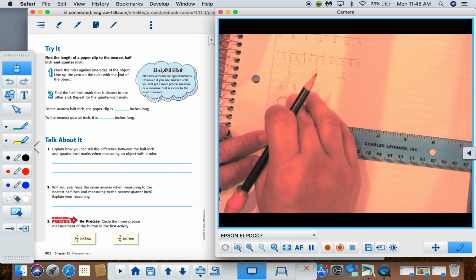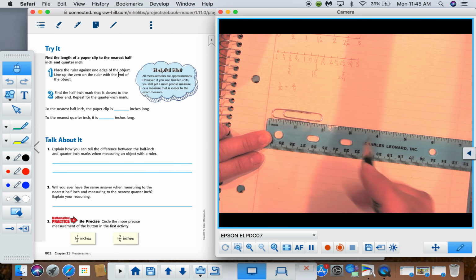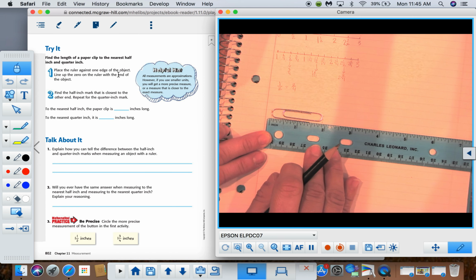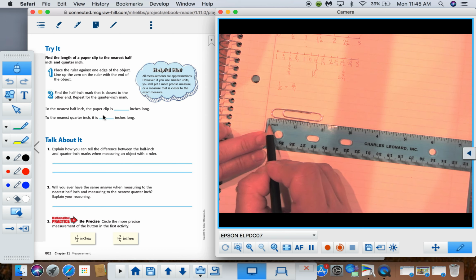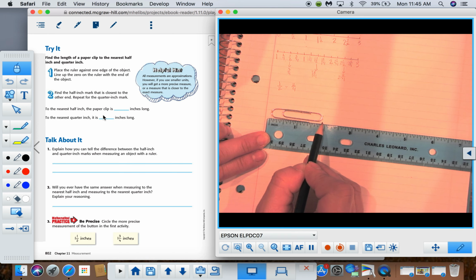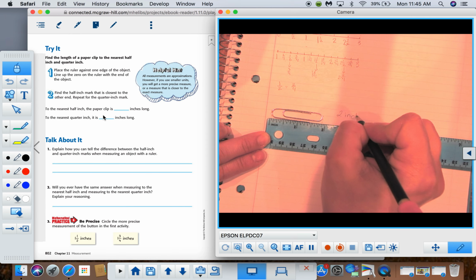Here's 0 right here. Let me line it up well. And then I'm going to make another line right here. Okay. So, to the nearest 1/2 inch, I know that I have 0, 1/2 inch, 1, 1.5 inches, and 2. Is my paper clip closer to 1.5 inches or to 2 inches? I believe that it is closer to 2 inches.